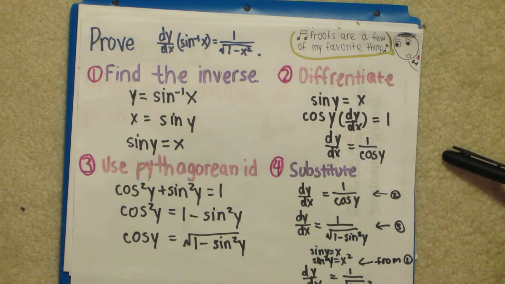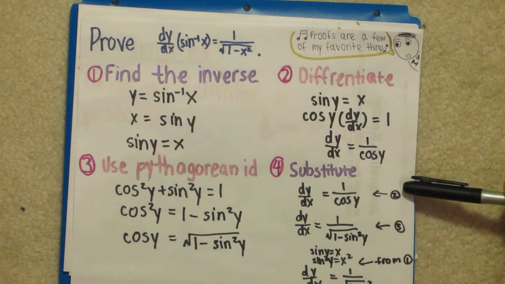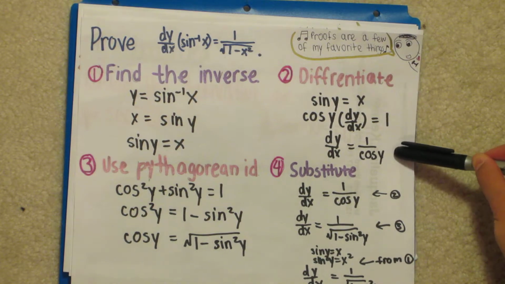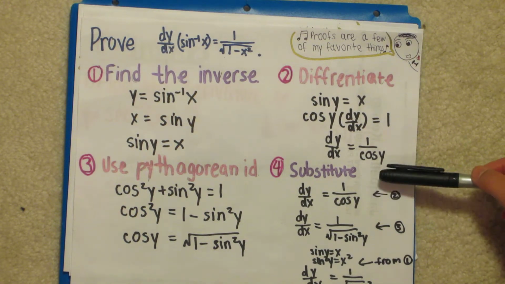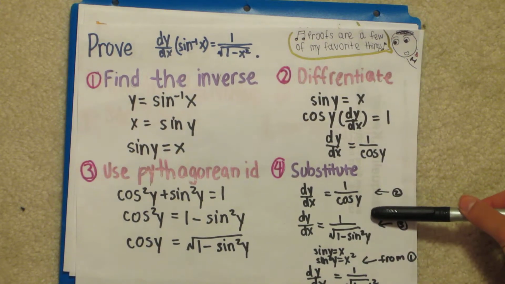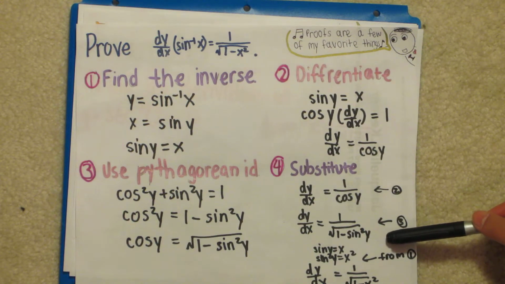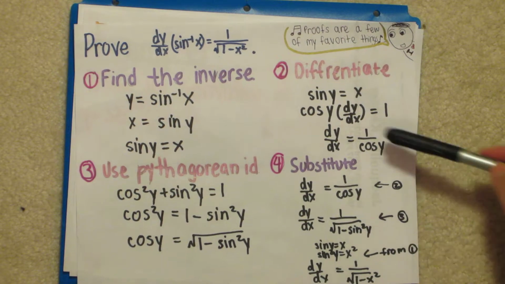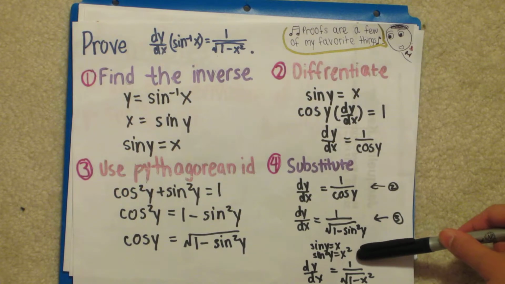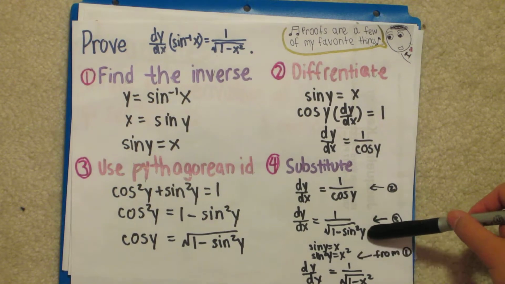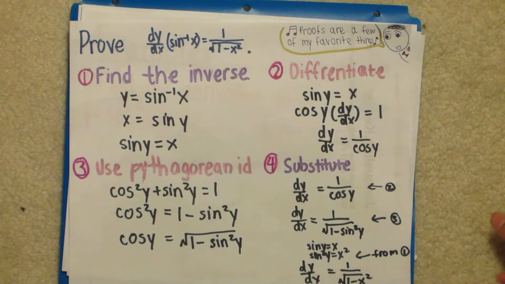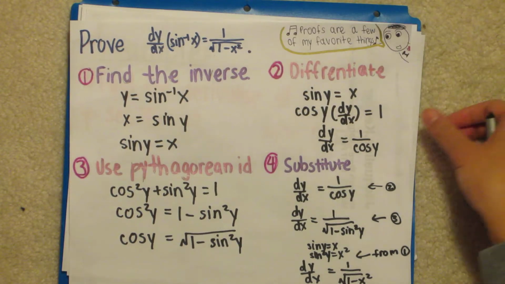So now in the fourth step, all we have to do is substitute all the information we found before in. So use the thing we got from 2, which is dy over dx equals 1 over cosine y. And from 3, you see what cosine y equals, so substitute that in, and that's 1 over the square root of 1 minus sine squared y. And from 1, it says sine y equals x, which is the same as sine squared y equals x squared, which you can plug in for sine squared y, and you will get 1 over the square root of 1 minus x squared. And that is what we have up here.